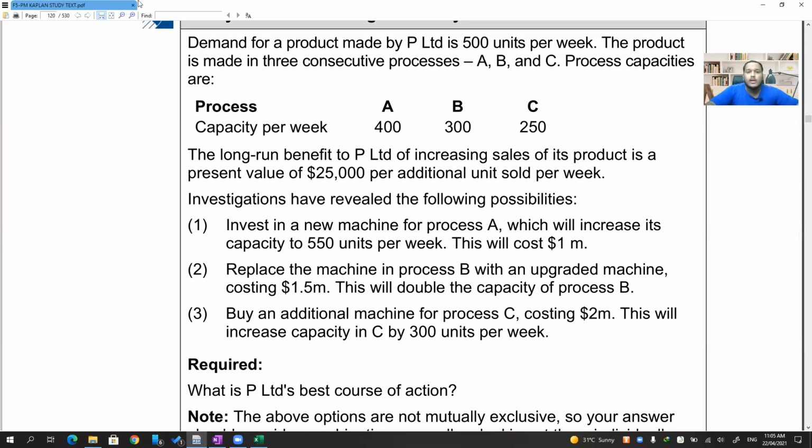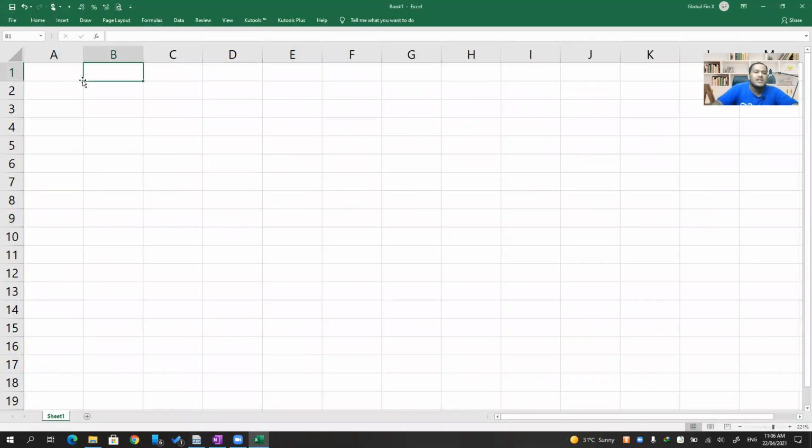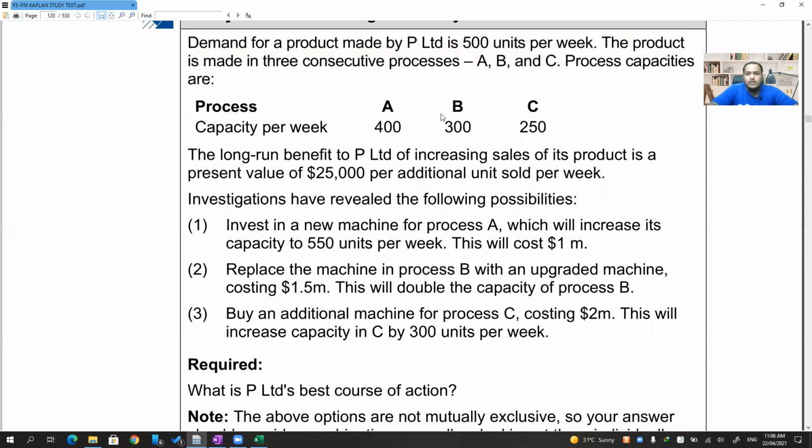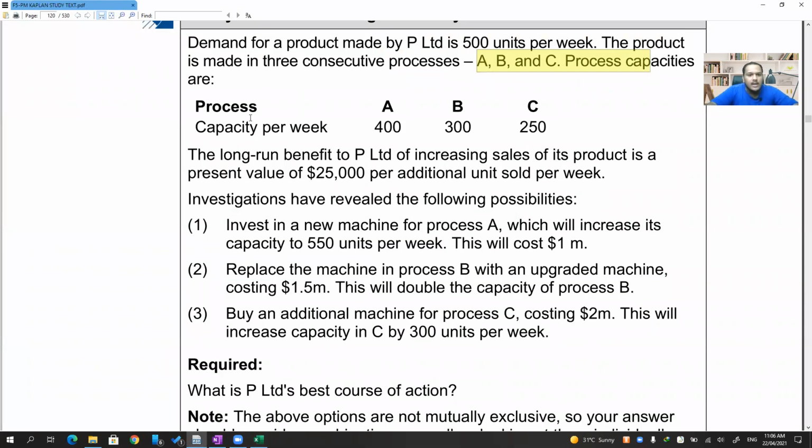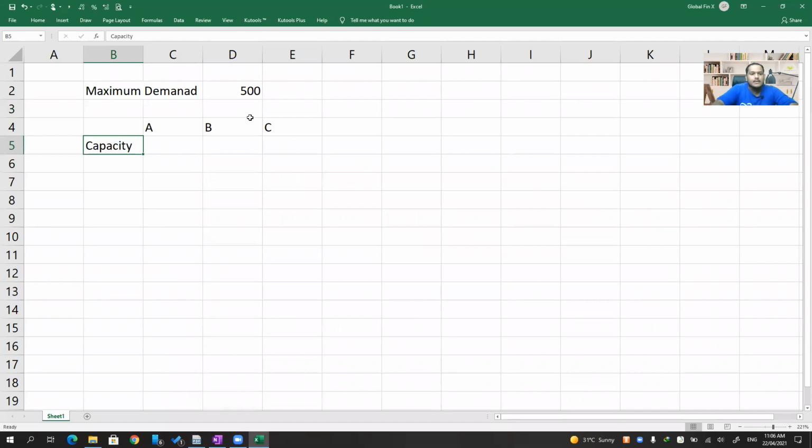So demand for a product made by P Limited is 500 units per week. So the first line itself is giving me the ultimatum. Maximum demand is given as 500 units. Then the product is made in 3 consecutive processes: process A, B, and C. I have 3 processes. Capacity per week of A, B, and C is 400, 300, and 250.